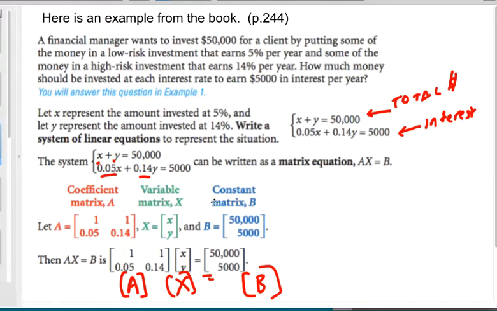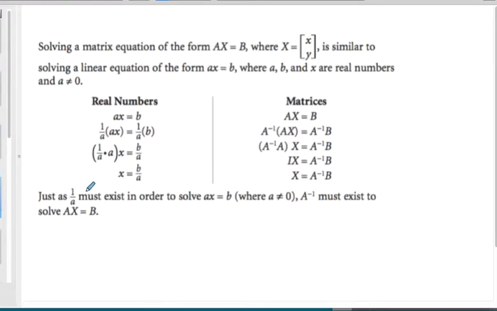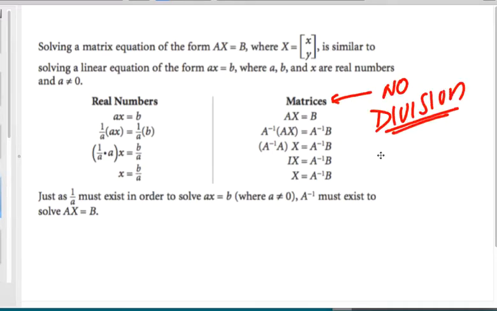All right, so let's talk about why you have to multiply by the inverse. Solving AX equals B, where A and X and B are all matrices, is similar to solving the linear equation. What you would normally do is divide by A, or multiply by 1 over A. The problem is that there's no division in matrices.